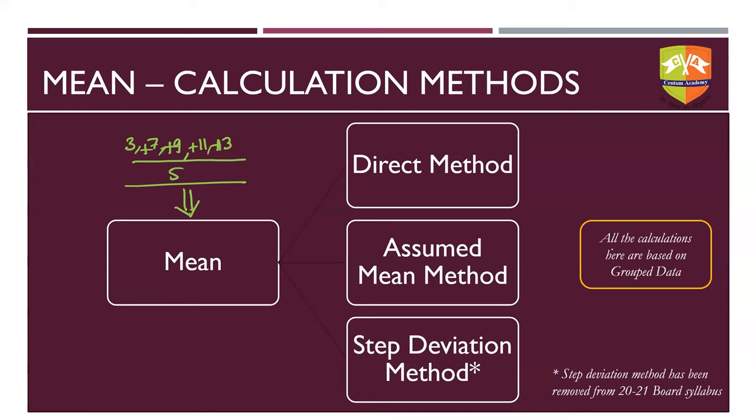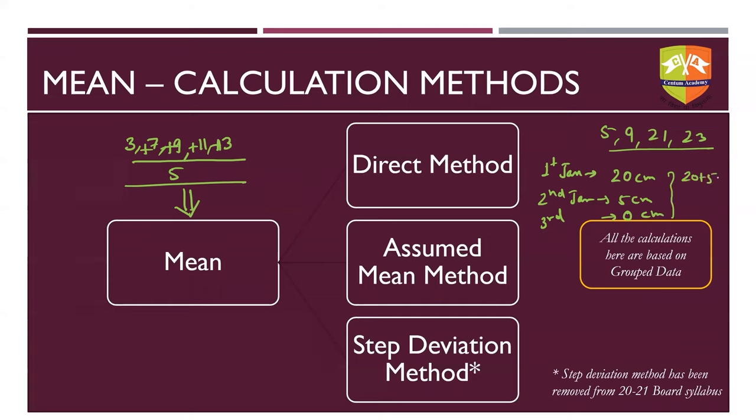Now, we are not doing mean of discrete data. So you don't have data like 5, 9, 21, 23. A discrete data example would be, on a daily basis, you are logging the temperature or rainfall. Let's say Bangalore on 1st Jan has 20 centimeter of rainfall, and 2nd Jan you have 5 centimeter of rainfall. On 3rd Jan you get 0 centimeter of rainfall. So the average will be nothing but 20 plus 5 plus 0 by 3.